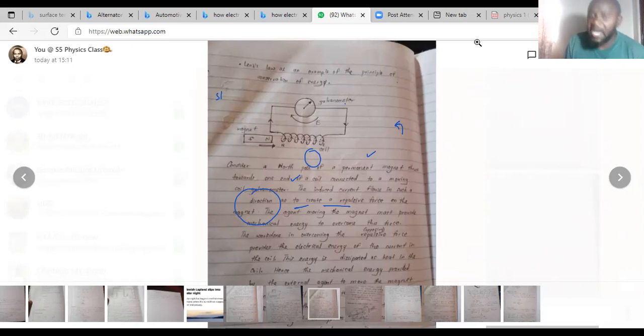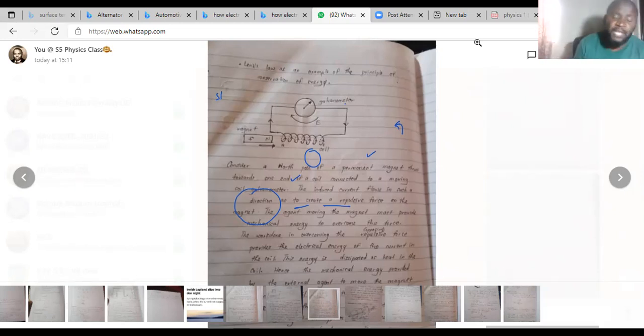Now, that work we do in overcoming that repulsion force provides the electrical energy of the current in the coil. So the energy you use to do that work is converted into electrical energy in the coil. This energy is also dissipated as heat in the coil, hence the mechanical energy provided by the external agent to move the magnet towards the coil becomes what we call the electrical energy.